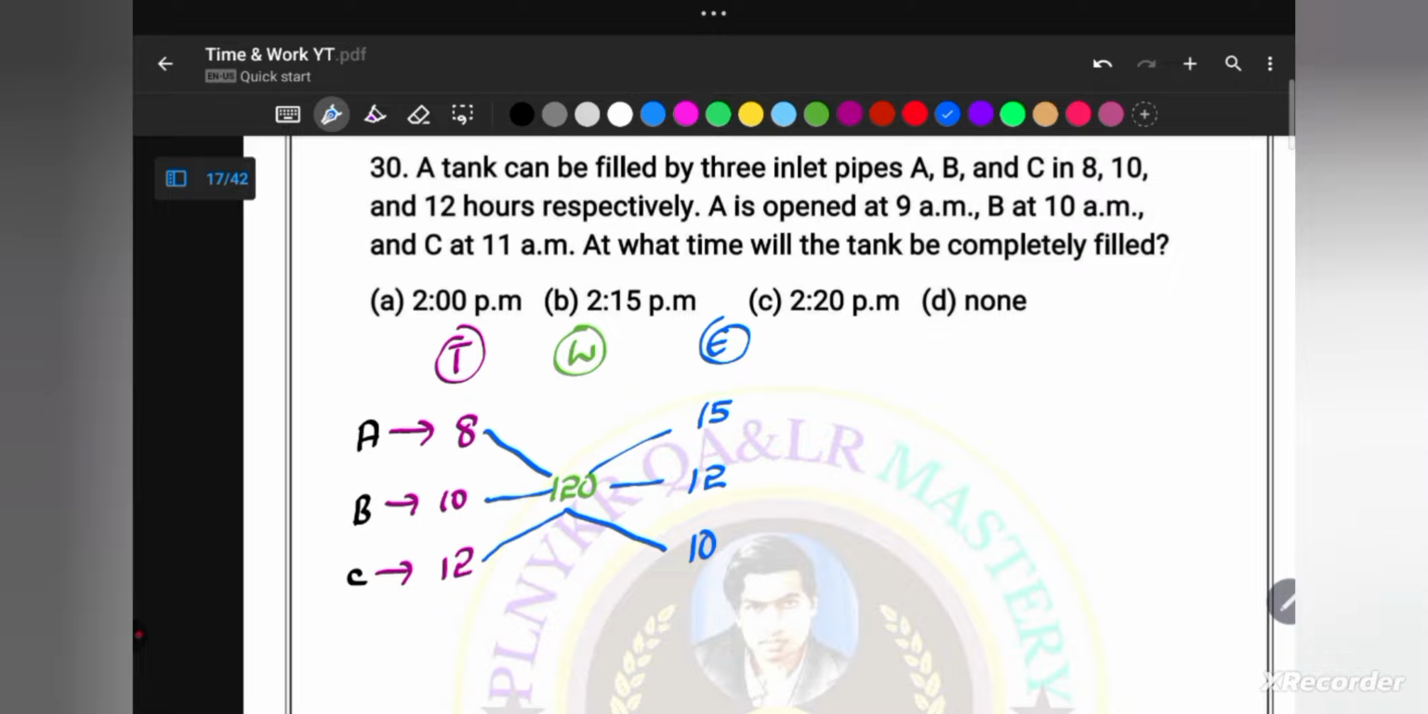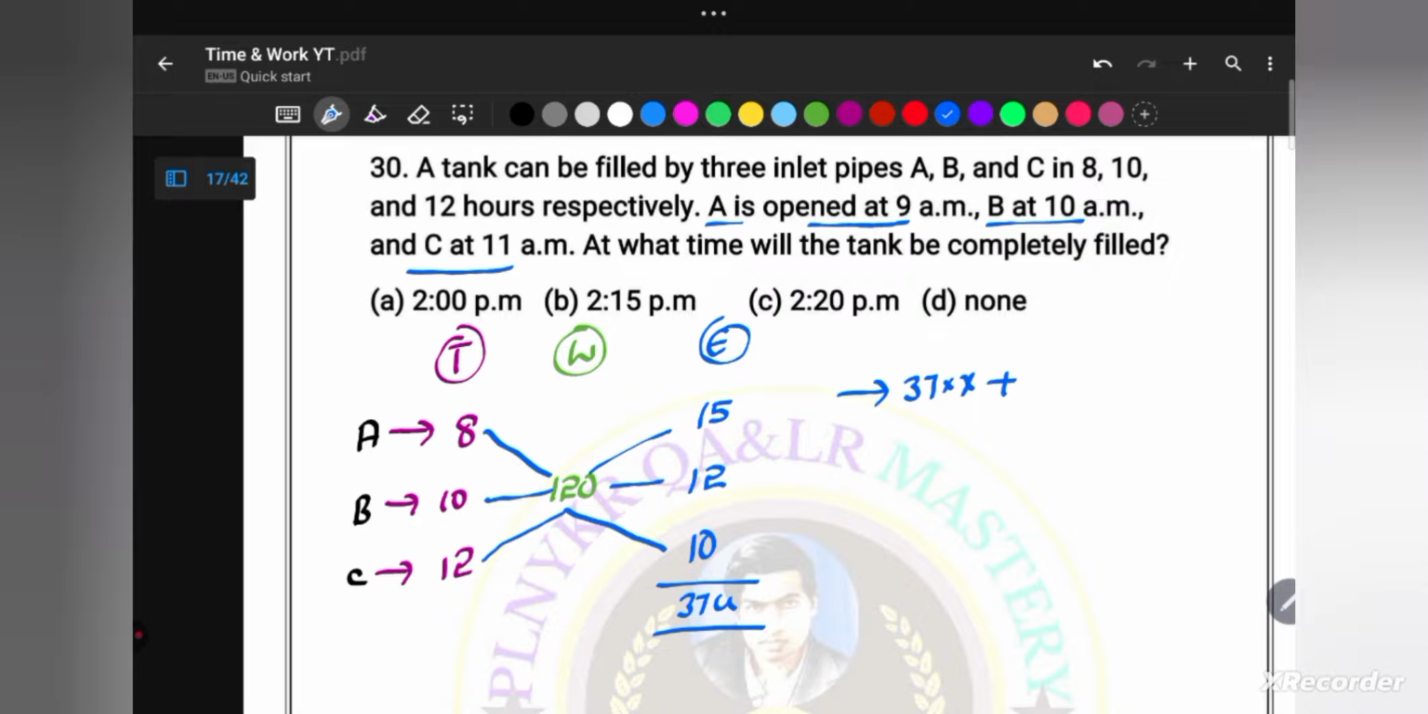Now in the question he is mentioning that A is opened at 9 a.m., B at 10 a.m., and C at 11 a.m. That means after 11 o'clock all three are working. Whenever all three are working, the overall efficiency will be 37 units. Let us say after 11 o'clock, after x time, the tank is getting full. That means the overall efficiency 37 is multiplied by time x.